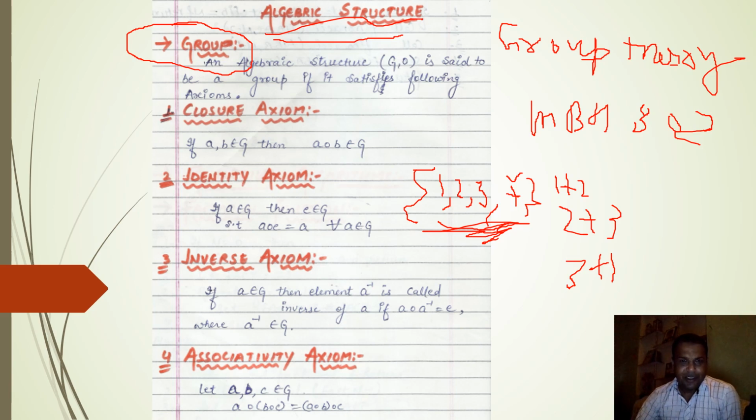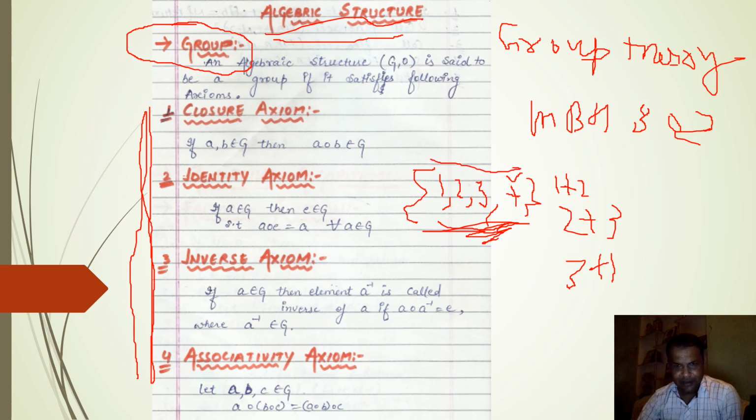An algebraic structure is said to be a group if it satisfies these four properties. If it satisfies these four properties, then we can say that this structure or this set of elements is a group. First property is closure axiom. This property states that if a belongs to G, b belongs to G, here G is an algebraic structure, it means it is a set and having an algebraic operator O, then the composition of a with b will also be available in G.